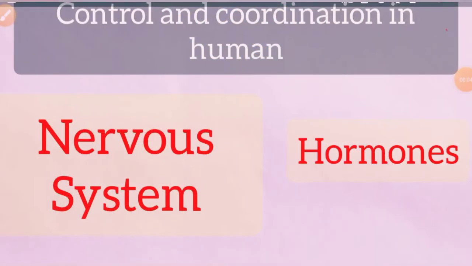There are two systems in our body that help in control and coordination in human. System 1 is called the nervous system, and system 2 is called the hormones or the system of hormones. These two systems help the different body parts to perform their actions and their activities in a systematic manner. In this video, we will study in more detail the nervous system.